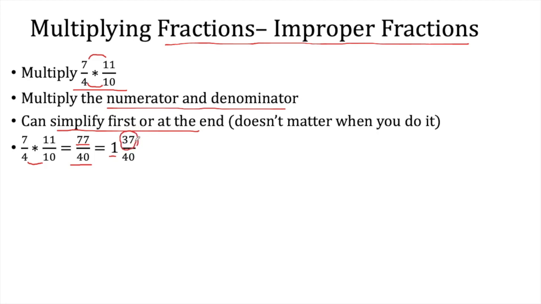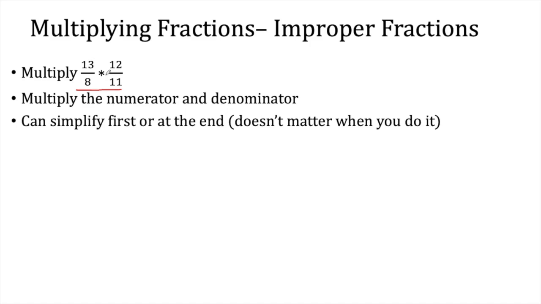Now we'll look at an example which does involve simplifying. We are told to multiply 13 divided by 8 with 12 divided by 11. And now you may notice some common factors with the 12 and the 8.